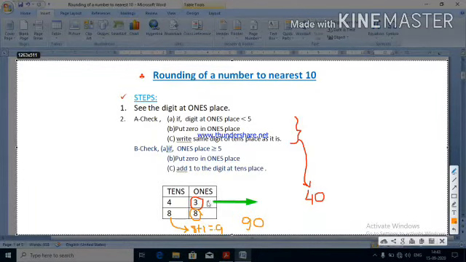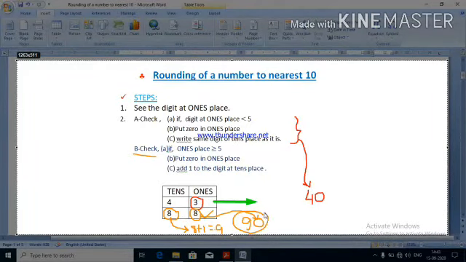Let us understand once again. In the second case, check: ones place is greater than 5. This is ones place, definitely it is greater than 5. So put 0 in the ones place. After that, since it is greater than 5, you have to add 1 to tens place. This gives you 9, so the whole number is 90. So the nearest 10 is 90.